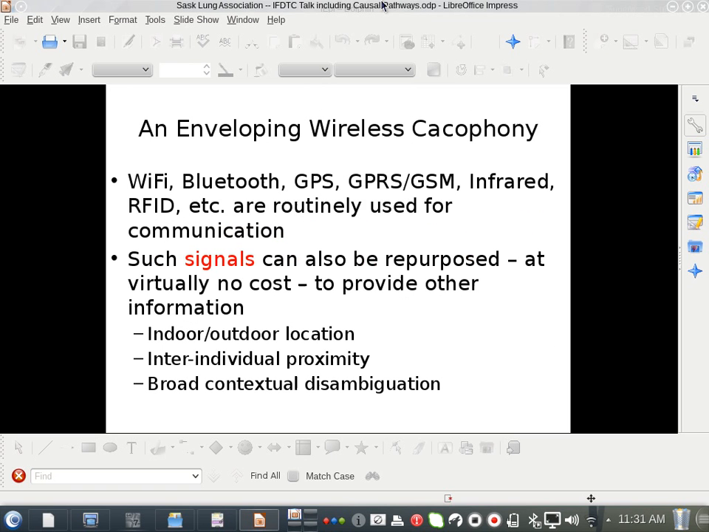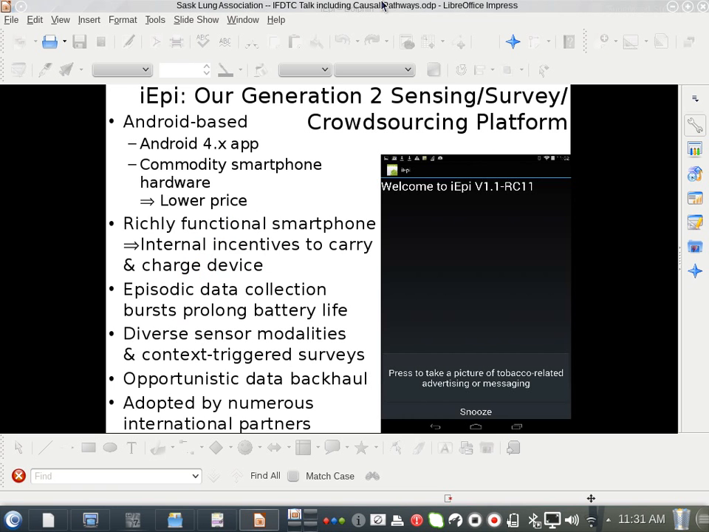insight into health behavior. We're also increasingly exposed to a cacophony of wireless signals. All around us, there's GPRS, GSM, Bluetooth, Wi-Fi signals, and potentially a variety of others and other protocols that are zapping around us for common operational use. It turns out that the occurrence of these signals and their signal strength can be used to give a huge amount of indication about where we are, with whom we're located, and to some degree what we're doing.